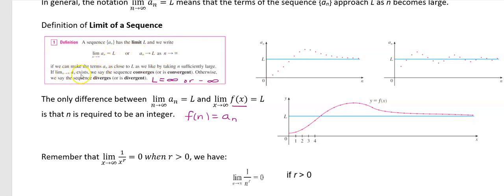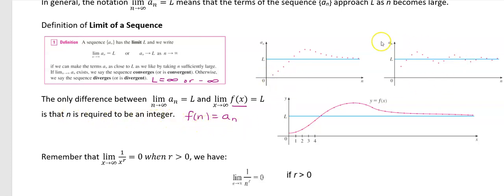So if a limit exists, we say that it converges. There are times when this will not happen, and that is when we say it diverges. And this is when your limit would approach either infinity or negative infinity. Again, just think of it as the only major difference between a sequence's limit and a function's limit is that the n value that you have has to be an integer.